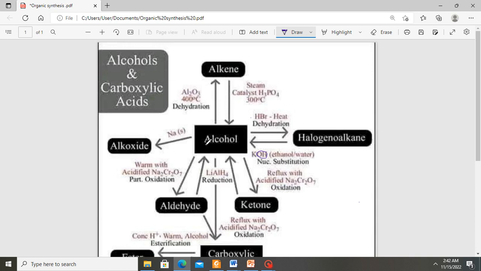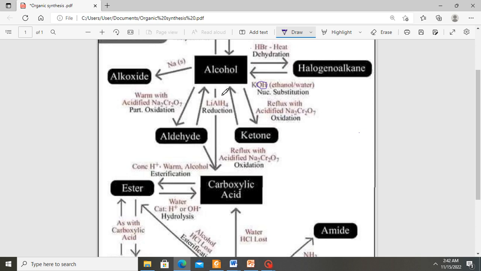We can equally form, as we said earlier, an aldehyde from alcohol by oxidation, and also form alcohol from aldehyde by reduction. So one is oxidation and one is reduction. We can once again oxidize alcohol into aldehyde and further oxidize aldehydes into carboxylic acids. Or we can oxidize the alcohol with a strong oxidizing agent to form carboxylic acid straight.